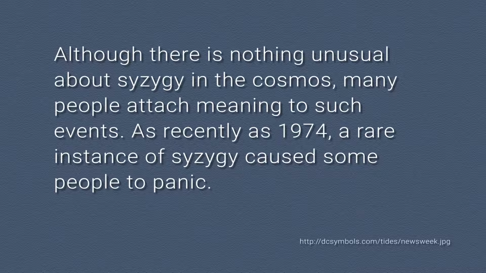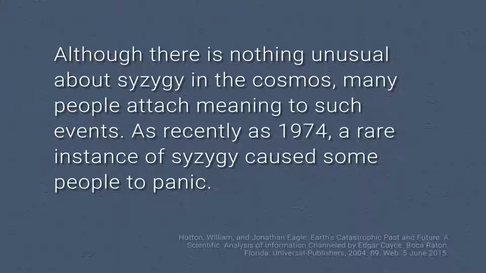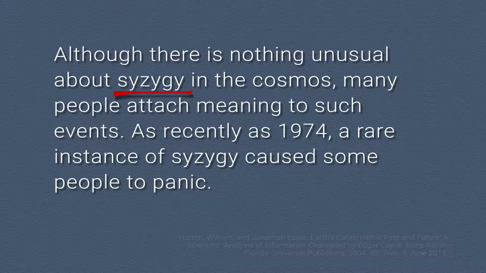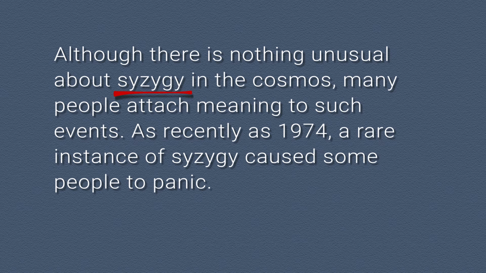Let's say you're reading this paragraph. Although there is nothing unusual about syzygy in the cosmos, many people attach meaning to such events. As recently as 1974, a rare instance of syzygy caused some people to panic. The only context clue is that syzygy is related to astronomy. I see no definition or example of syzygy, nor do I know of any syzygy way back in 1974. So what do we do now?